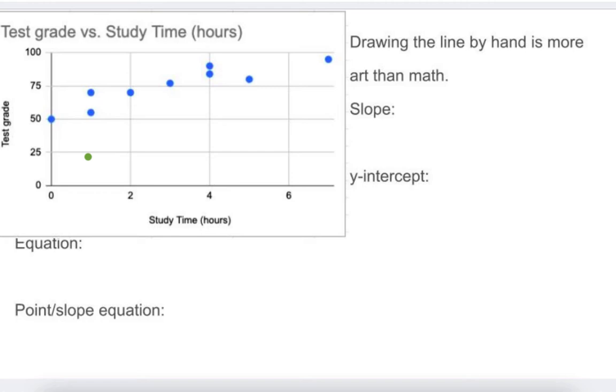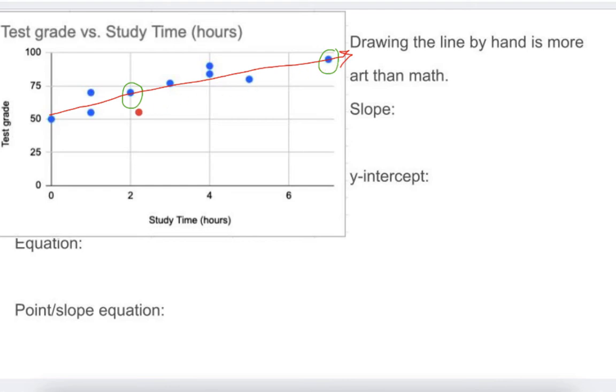So we want to draw a line through this. We want to try to hit 2 points, because if we hit 2 points, then we can find the slope. Now, drawing the line by hand is more art than math, which is why when you have a data set, you usually find the line of best fit using a graphing calculator or Desmos or a program like Google Sheets or Excel. So I want to draw a line through these 2 points. That's the best I can do.